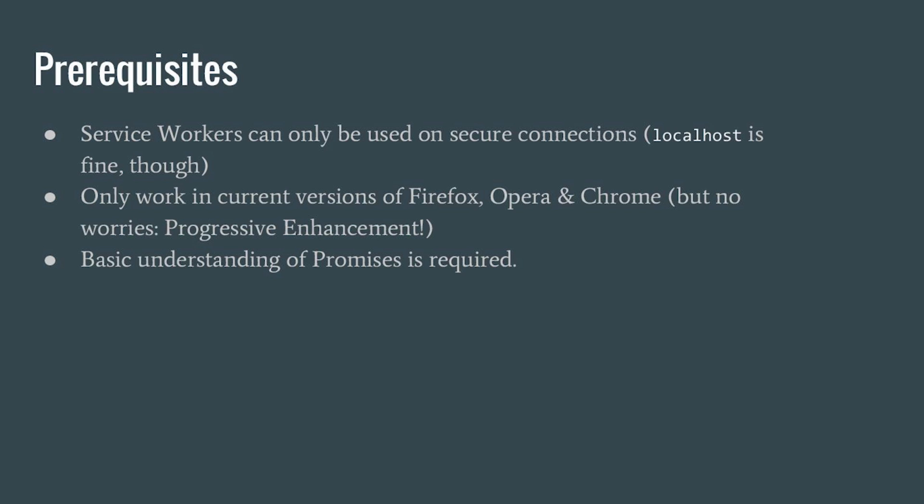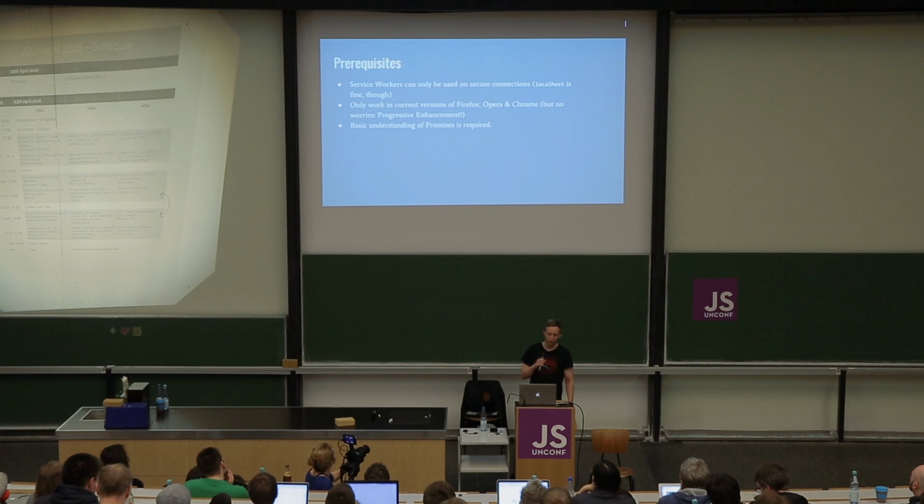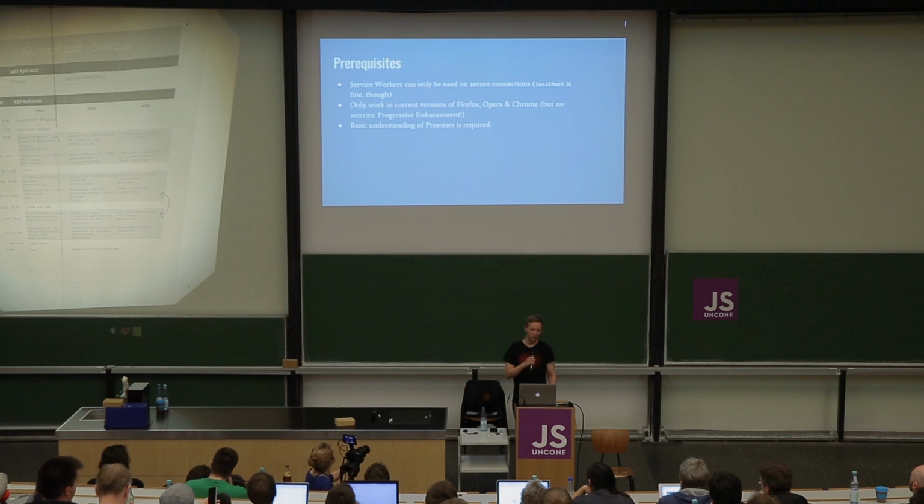Another thing is the support of the browsers. At the moment, only Firefox, Opera and Chrome support service workers on mobile and desktop browsers. But actually, this shouldn't be a problem. Service workers are regarded as a progressive enhancement, and your web app should work fine without them and get even better when the user's browser supports service workers. And finally, you should have a basic understanding of promises. The API around service workers makes heavy use of them, and if you aren't familiar with promises, the code might look a little awkward.